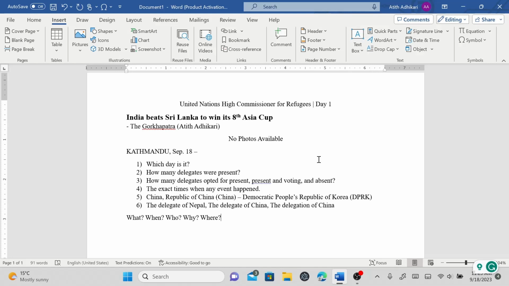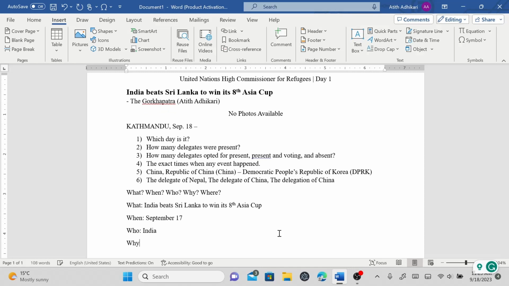We must be able to answer these 5 questions. Now, if we are talking about India beats Sri Lanka to win its 8th Asia Cup, we know what: India beats Sri Lanka to win its 8th Asia Cup. The what has been answered. And now it's when. It was yesterday, on September 17. Who? We know it's India. Why? Because they won the final. Where? The match was in Sri Lanka.